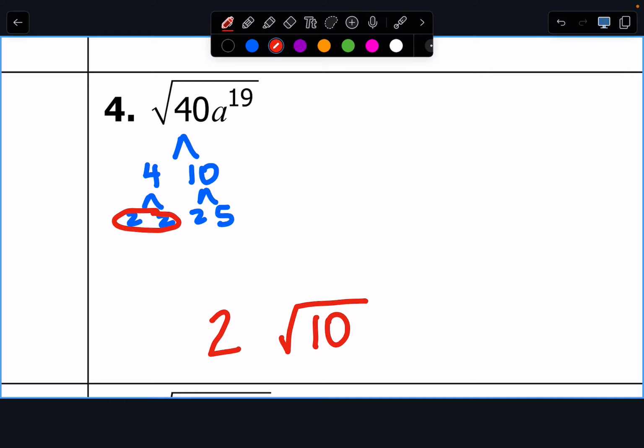Okay. Now we've got to focus on our a to the 19th. Since 19 is an odd exponent, I'm going to break it up to be a to the 18th times a to the 1st. So if I have the square root of a to the 18th, we get to pull it out as a to the 9th. And then our loner a gets to stay with the 10.